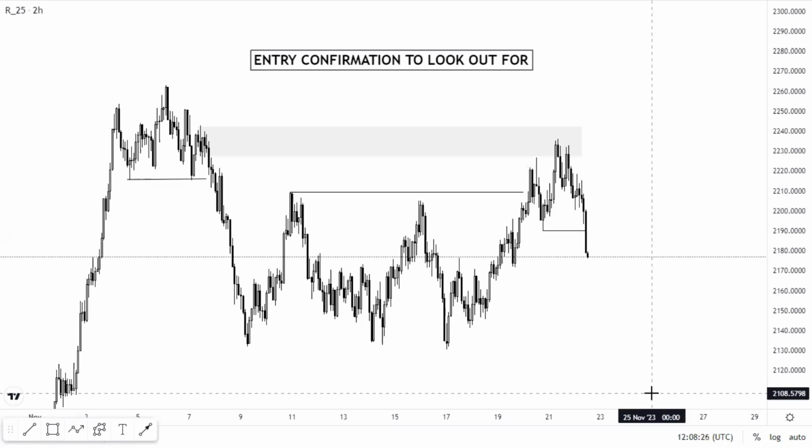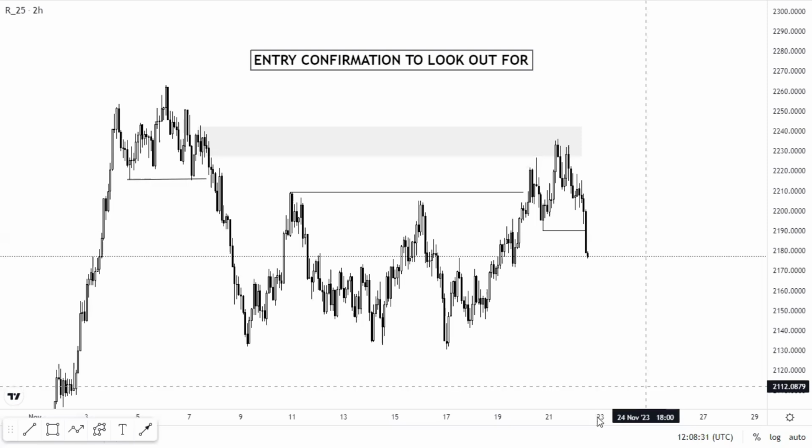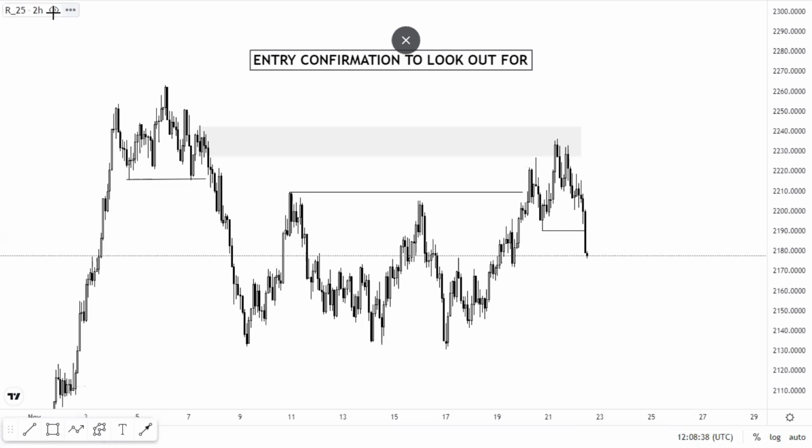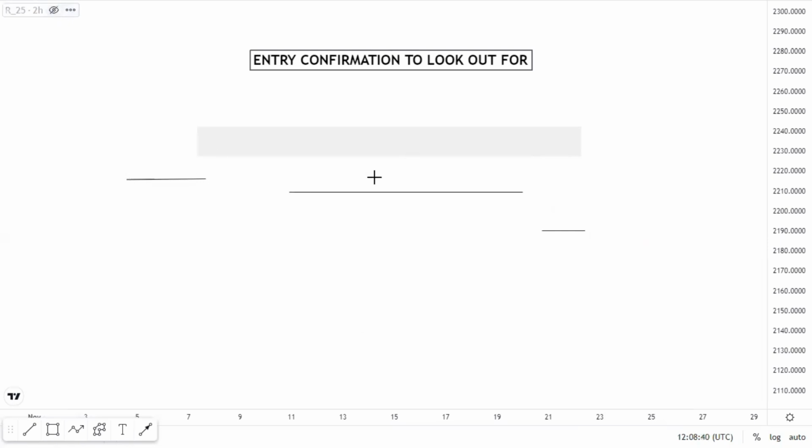Okay, so I want to teach you guys some of the entry confirmation I look out for in the market before I just jump into the market anyhow. So let's get started, guys. All right, let's move this aside.